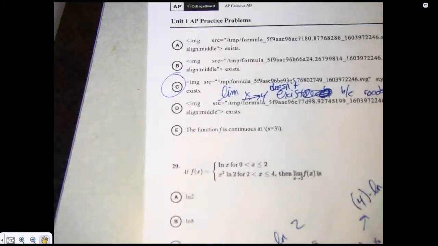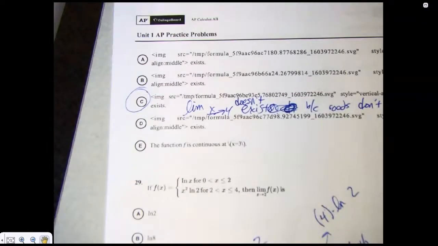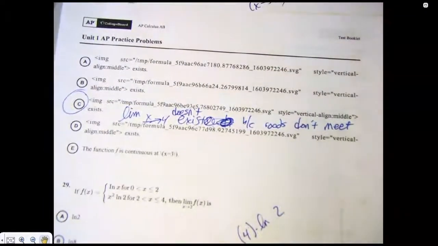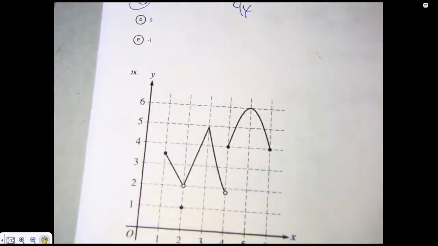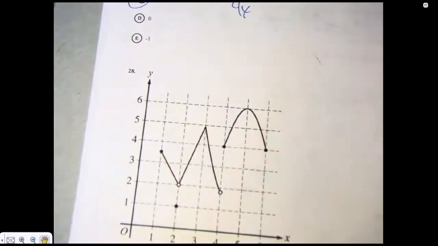I'm going to go through the wrong answer. There's just too much nonsense here to spend too much time on. But C is wrong. C says the limit as x approaches 4 doesn't exist. But the limit as x approaches 4, wait a minute, it does.